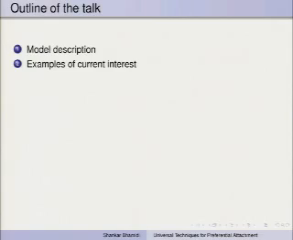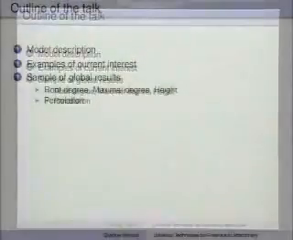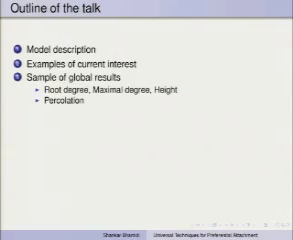Okay, so a very quick outline. I'll tell you what the model is, what the general scheme of attachment is, and then I'll tell you some examples which are of current interest. Then I'll just give you a sample of global results.